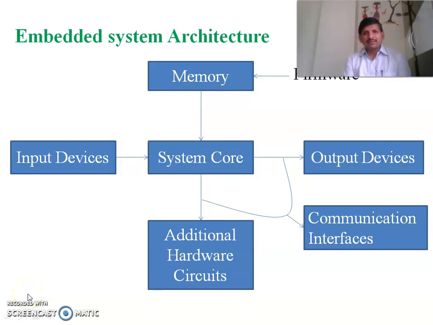Embedded system architecture. An embedded system contains 5 basic elements. First one is system core. System core is used for processing the instructions.